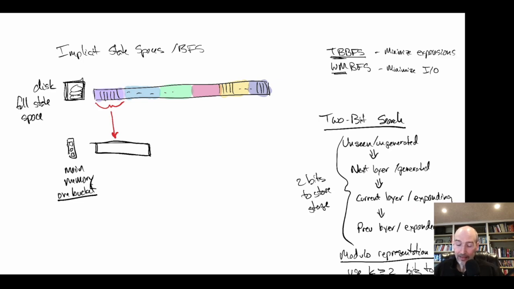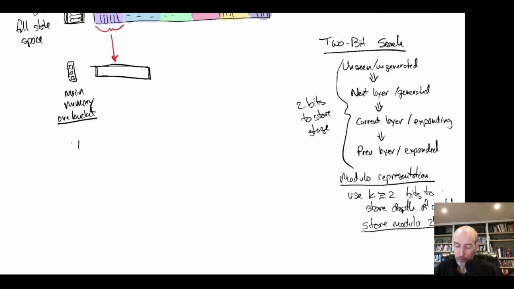But the key idea is that we can load one bucket into memory because it fits into main memory. We can do any operations we want while it fits in memory, and then we can write it back out to disk. So we're basically going to process the breadth first search one bucket at a time. Okay, so what does 2-bit breadth first search do? Here it's going to load a full bucket.